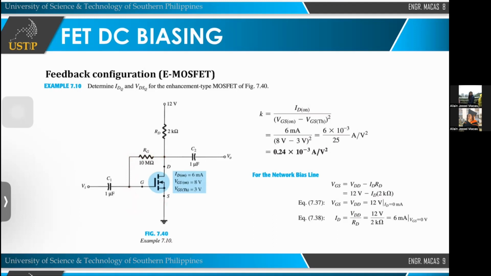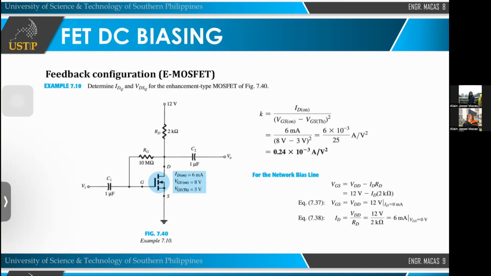Gi-connect niya sa drain. So, 10 mega ohms ang iyang value. Okay, this is E-MOSFET, no, makita ninyo yung broken line. So, dili na po wala na given o IDSS diri nga og pinch off diri class kay E-MOSFET naman ta. Ang given nato diri is ang ID on, VGS on, and VTH.